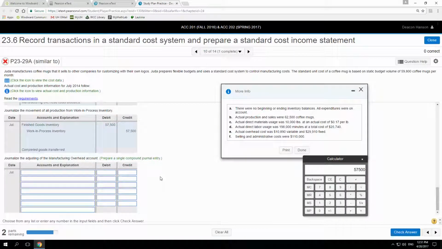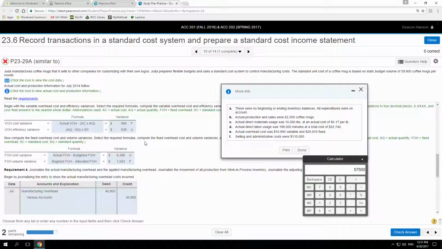And then they want me to journalize the adjusting or the manufacturing overhead account, right? So we need to make an adjustment. Okay, so we need to wipe out these variances that we came up with. Okay, so remember the unfavorables, we'll debit the unfavorables and we will credit the favorables. So not necessarily wiping them out, but getting it on record.